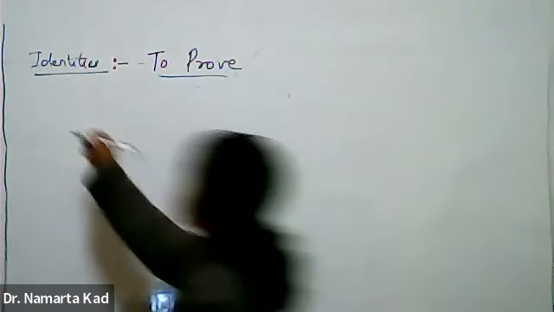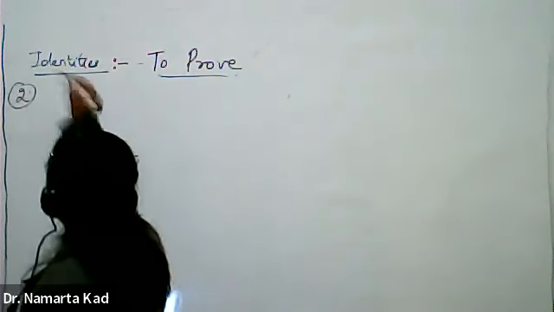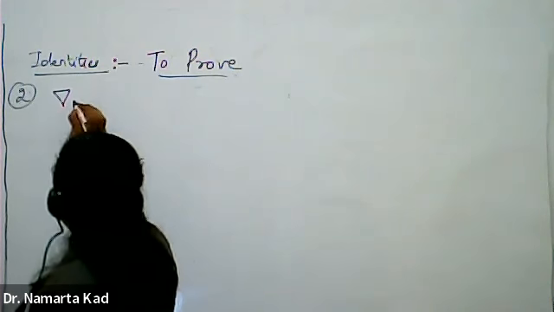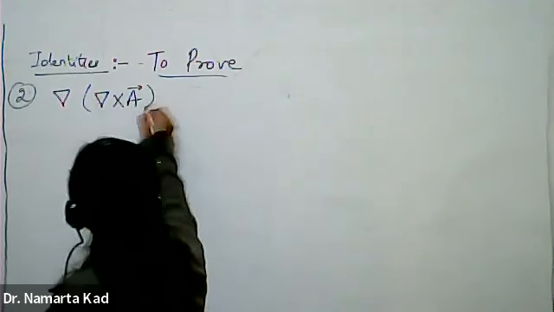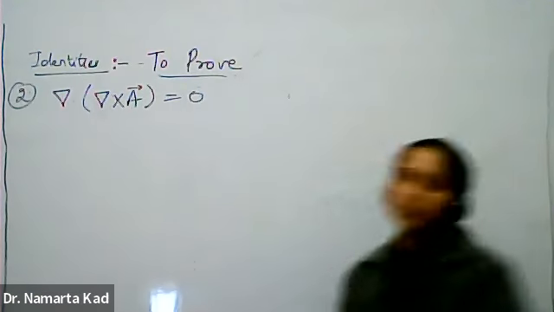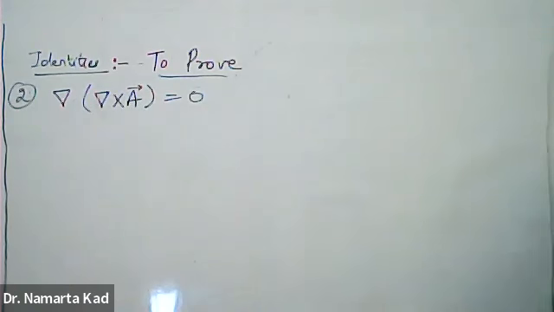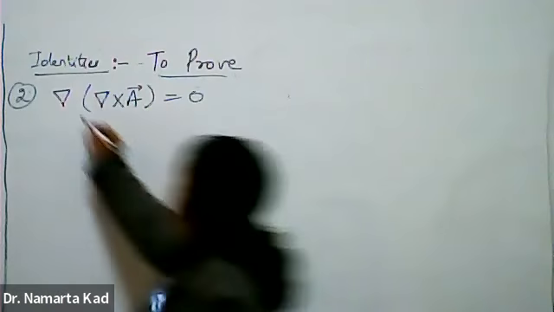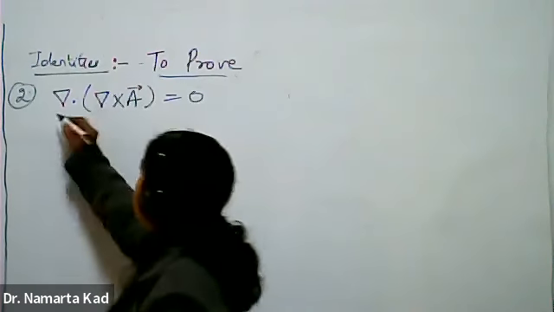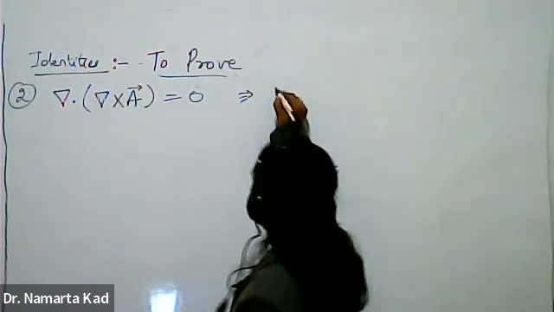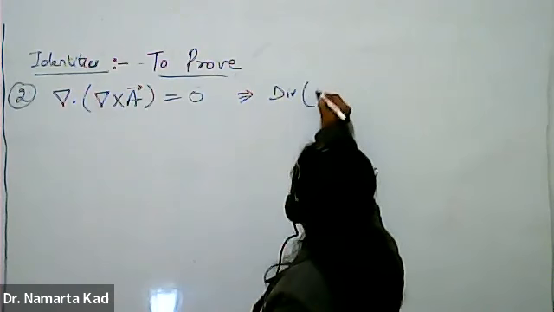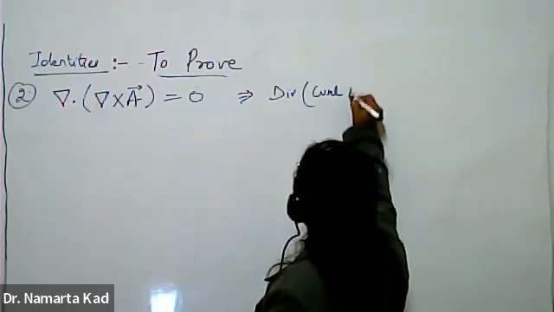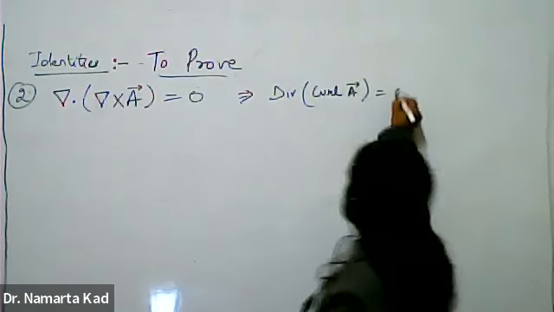That is del cross A vector is equal to 0. This is our second. Del cross A vector is 0, or you can also write it as divergence of curl A vector is equal to 0.